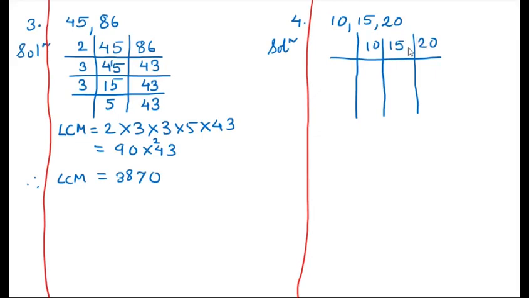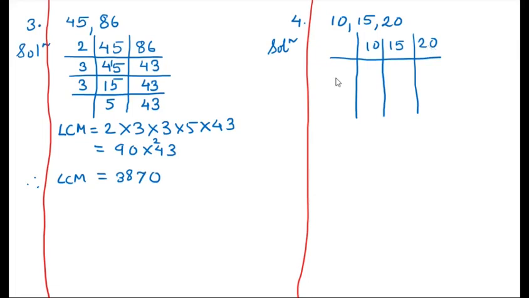We will move further. Next prime number is 3. 3 is divisible only by 15. 10 and 20 are not divisible by 3. So we will move to next prime number. What is our next prime number? 5. And if you will see, then 5 is divisible by all these three numbers. Yes or no? So we will use here 5.